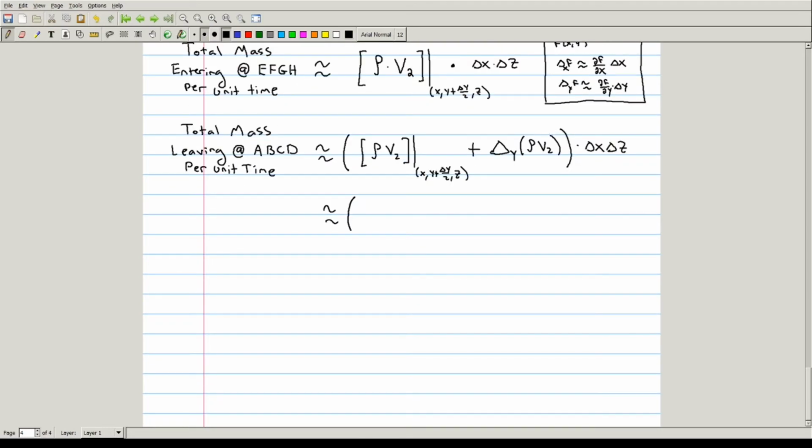And thus this expression right here is going to be approximately equal to rho v2 at the point x, y plus delta y over 2, and now plus the y partial derivative of rho v2 at this same point times delta y.